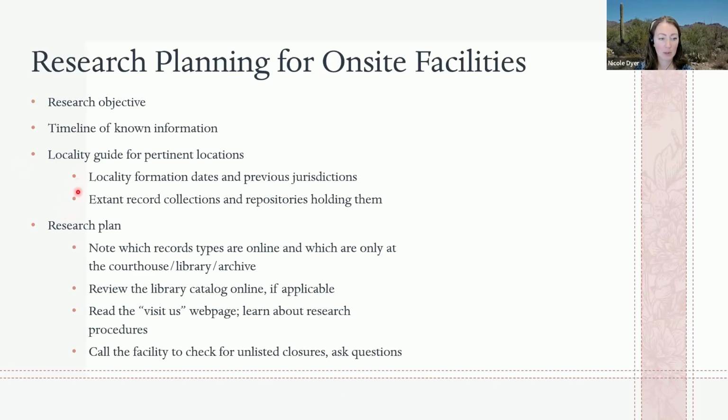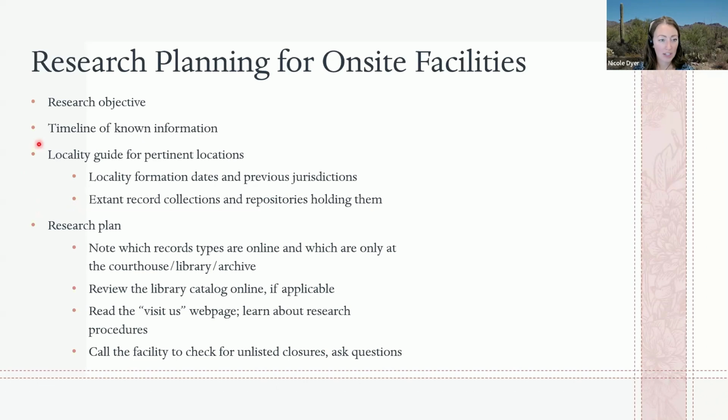This is the main thing we need to know: which records are online, which records still exist but are not online, and which repositories have these records. Often it can be a bit challenging to figure that out, but a lot of times you can look on the repository's website and figure it out that way.